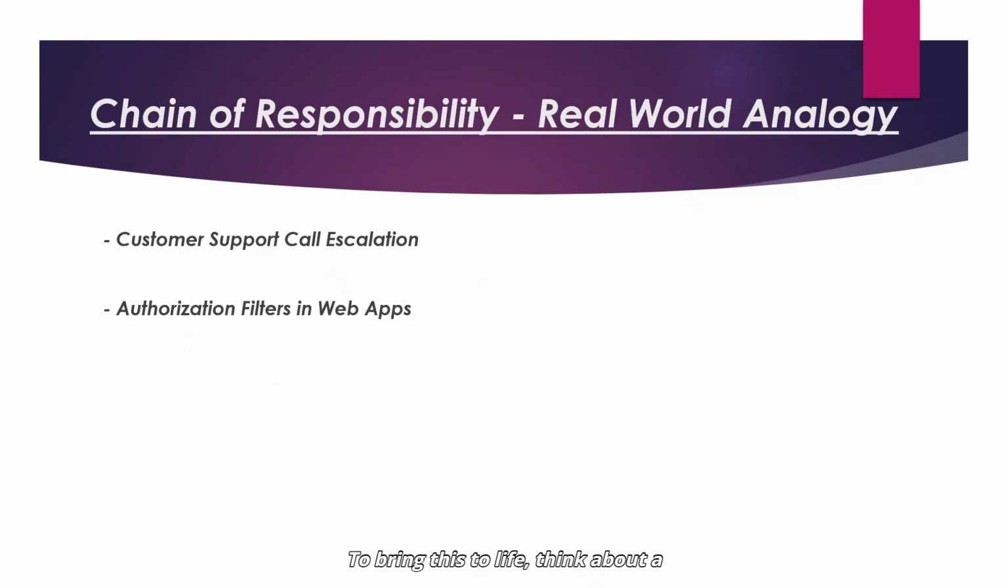To bring this to life, think about a customer service center. You first reach a level 1 support executive. If they can't solve your issue, it gets escalated to level 2, then to a manager if necessary. Each level decides, can I handle this? If yes, done. If not, pass it onward. Similarly, in software, web frameworks use chain of filters or middleware to process incoming requests in a modular, clean way.